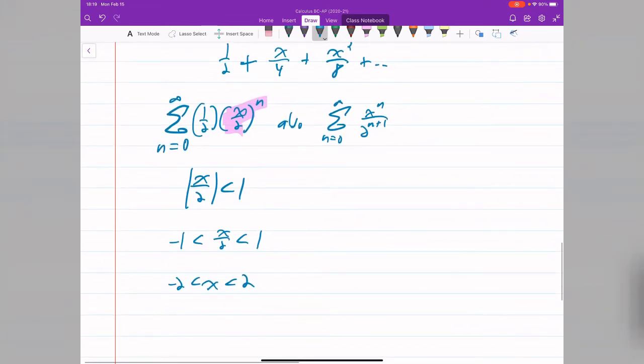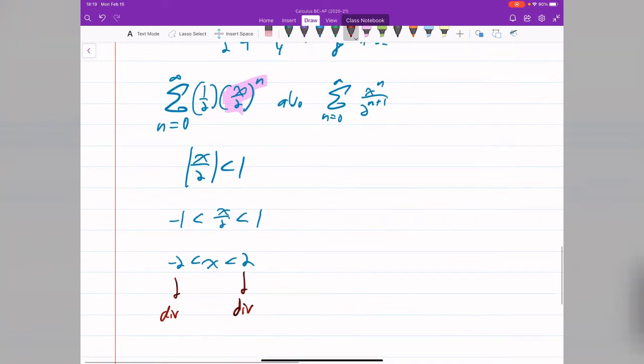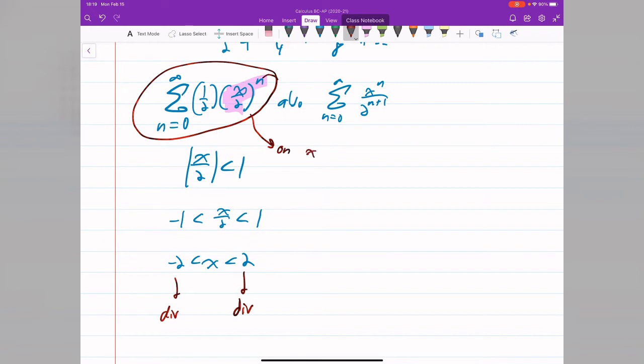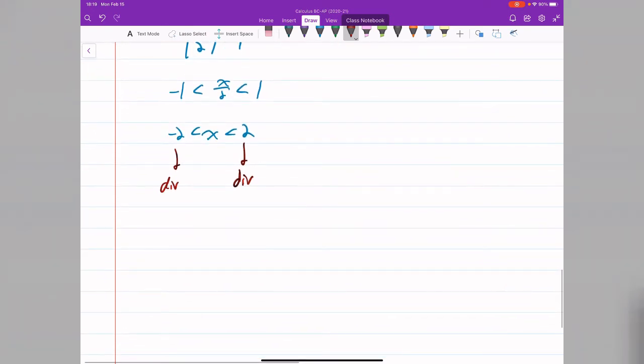And if I plug -2 back in, and if I plug 2 in, I'm going to see that the whole thing diverges, for the same reason that I did up above. It's just going to be constant plus constant plus constant. You can test that yourself. But this is my answer right here, and it's going to be on x is an element of -2 to 2. So that is the whole thing that we have for this.